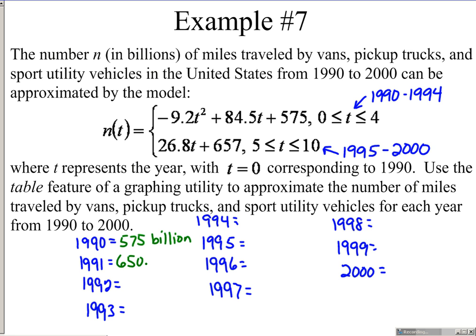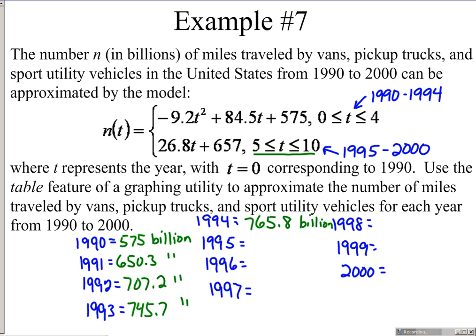650.3 billion. 707.2 billion. 745.7 billion. In 1994, 765.8 billion. Now we're going to skip over to Y2 because now our domain is for 1995 is in the second piece, and record each one of those.